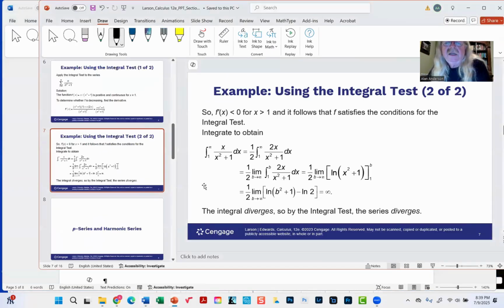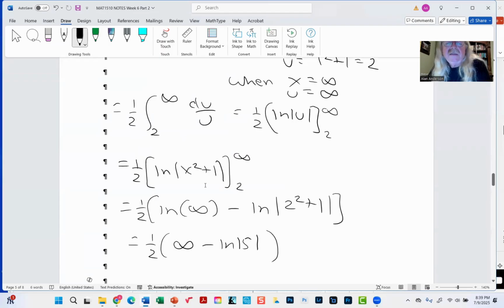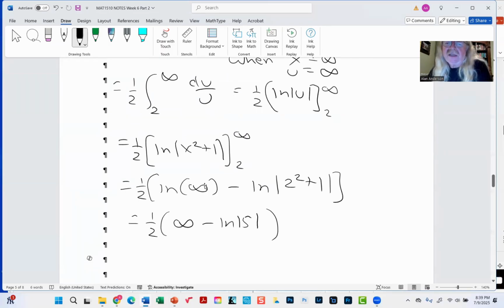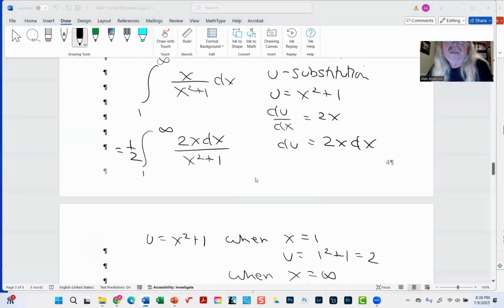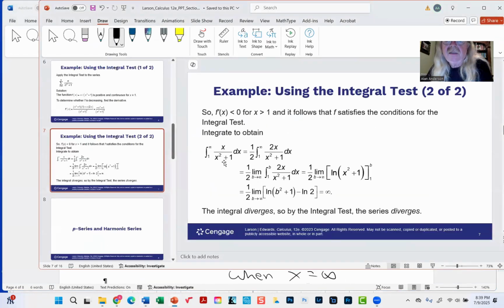All right. Now that still is infinity. Any way you look at it, it's still infinity. You can add to infinity, you can subtract from it, so constants are irrelevant here. This is infinity. And that means, according to this test, the series diverges.